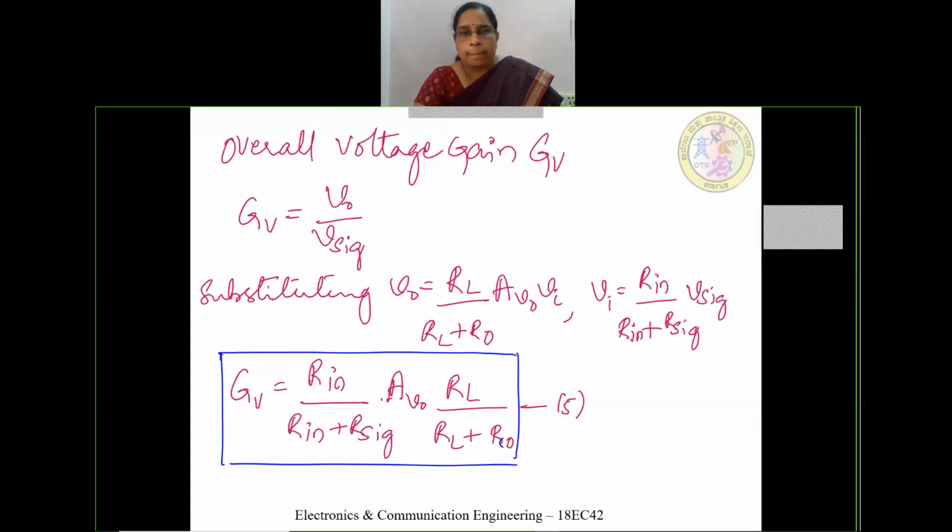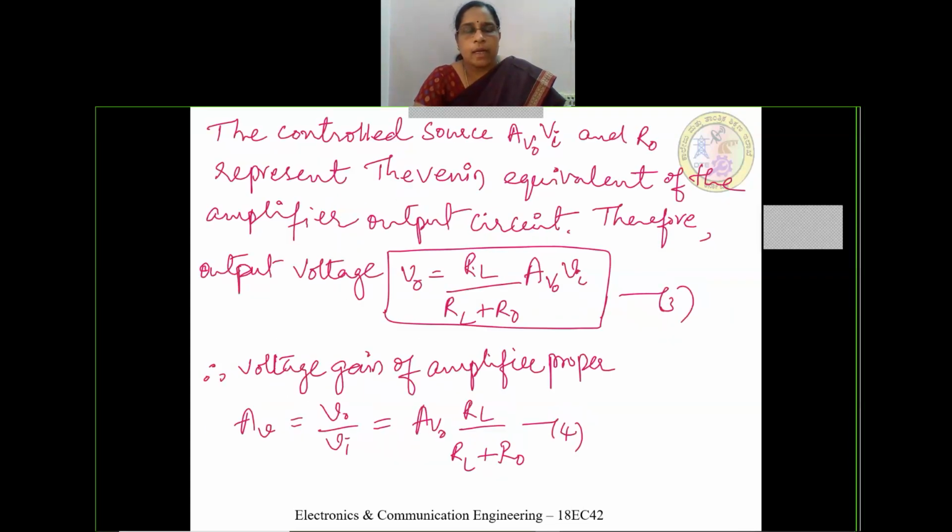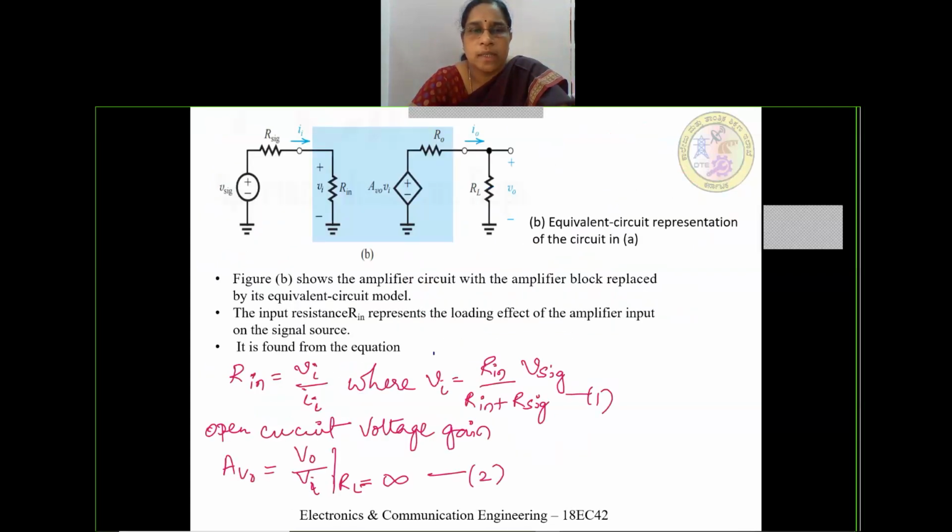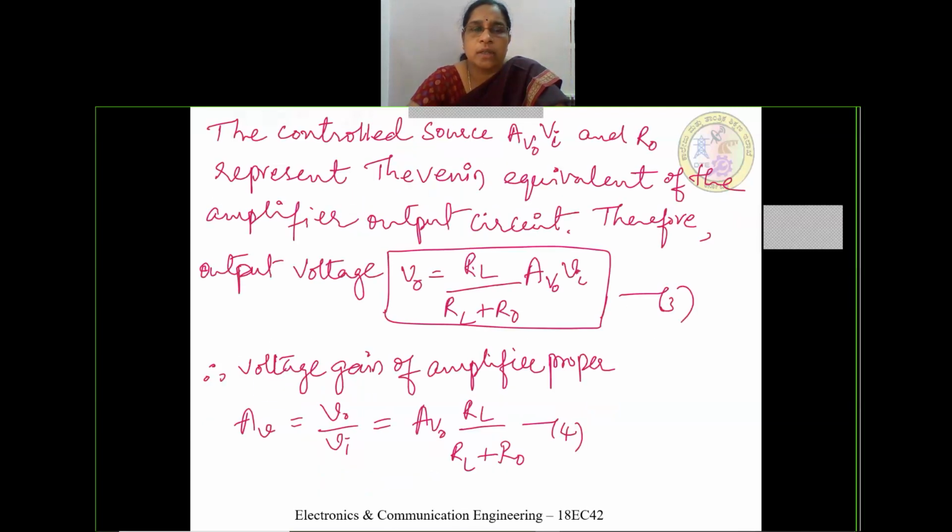Now the controlled source. In the previous equivalent circuit models, just observe, we have written AV naught into Vi. This AV naught into Vi represents a dependent voltage source, or a controlled voltage source, because its value depends on Vi.